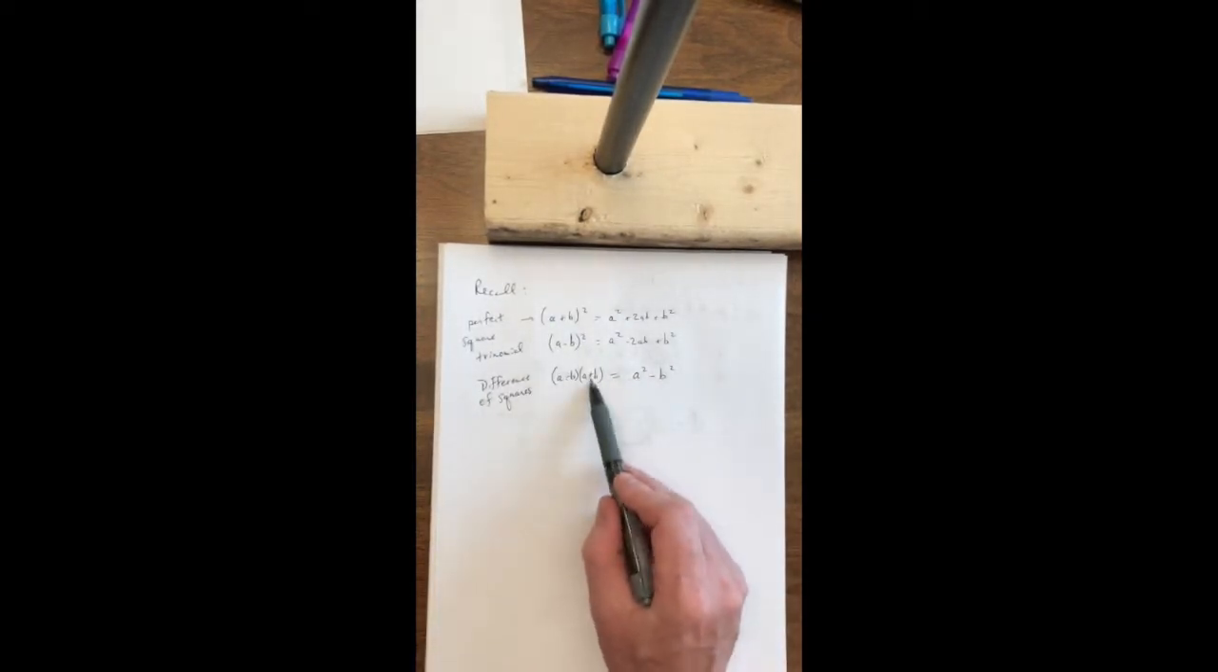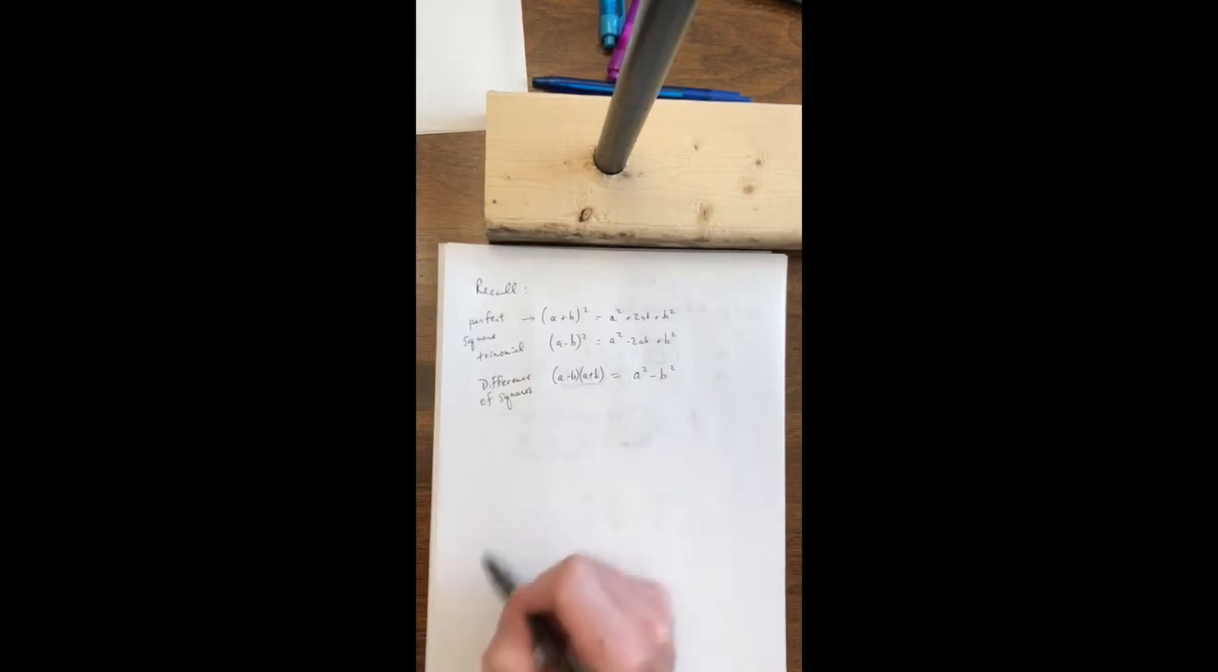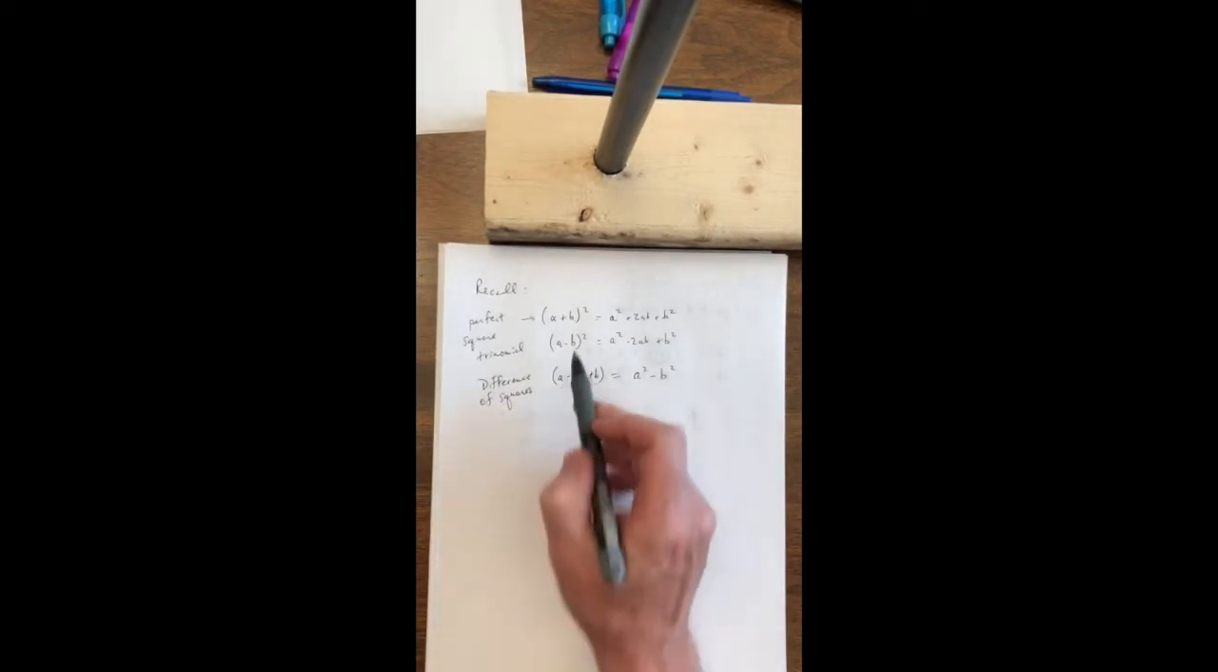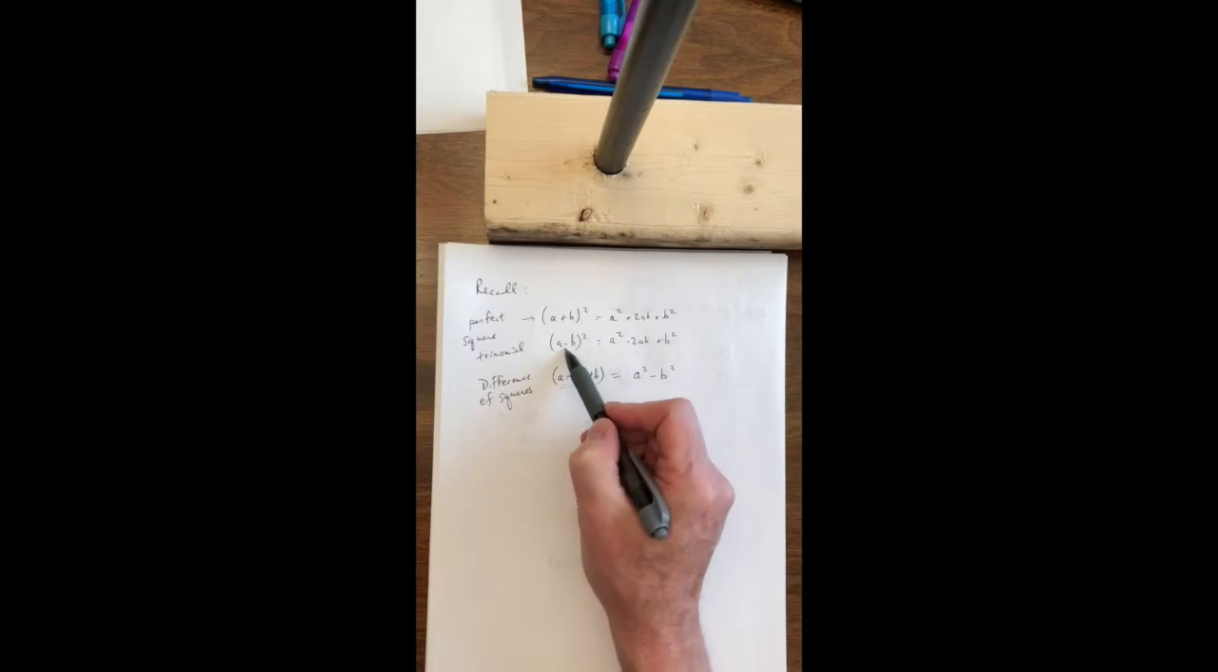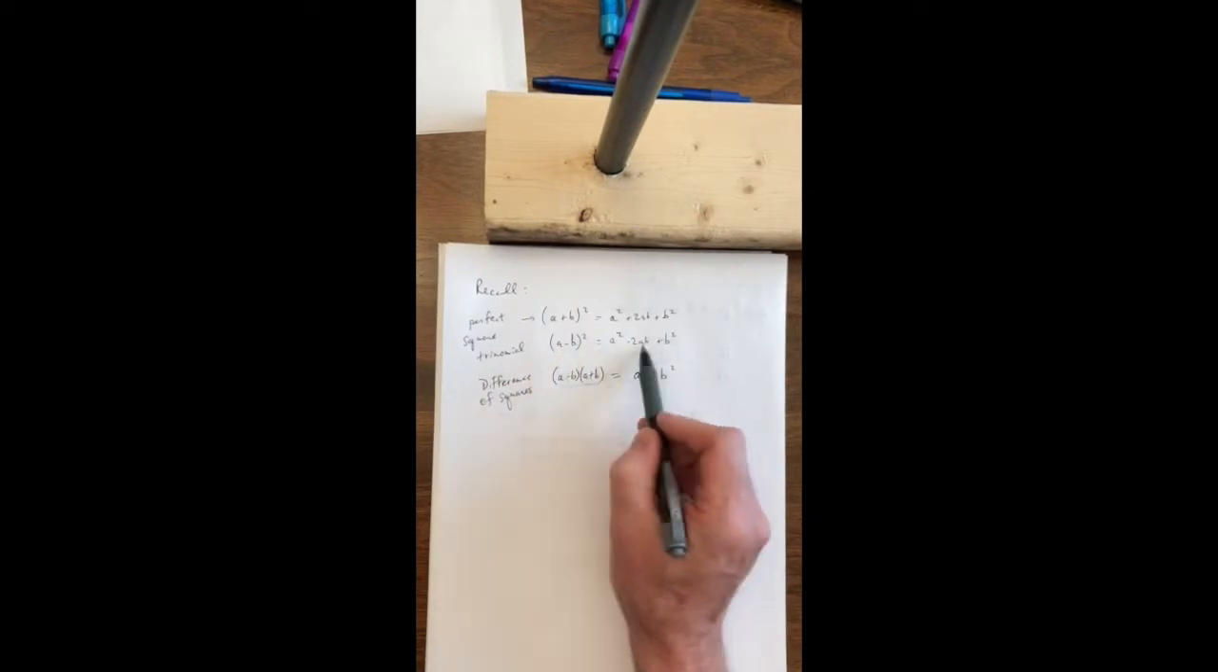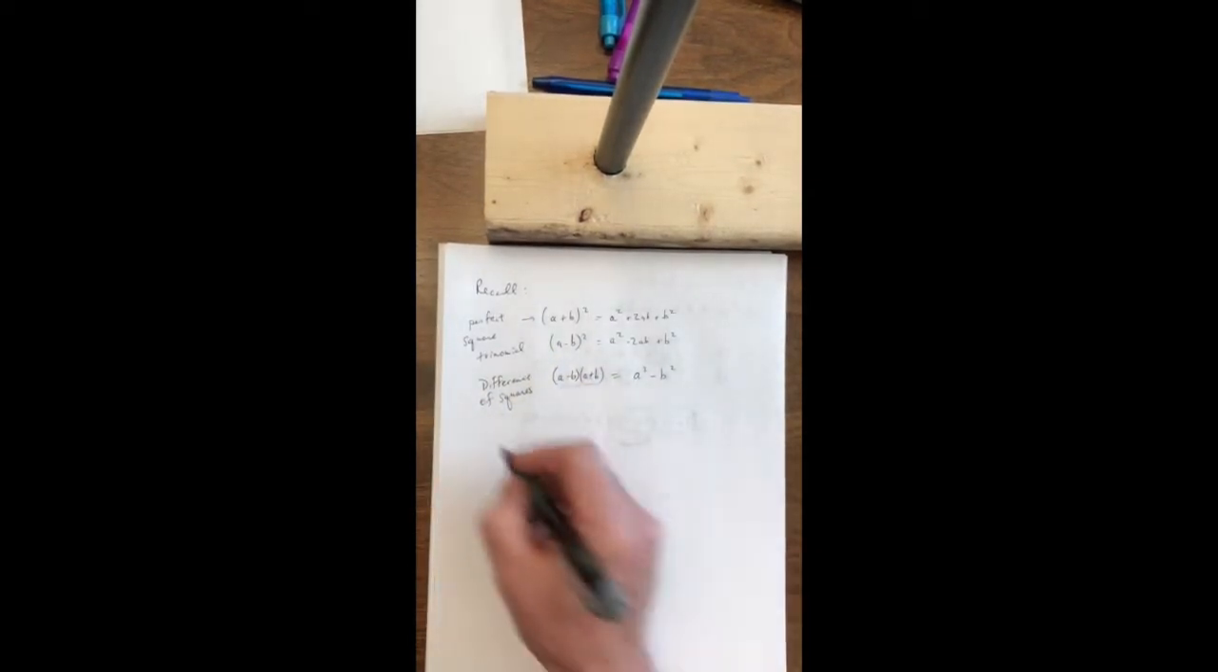So this times this will give us that. So these are the factors in a difference of squares. And a minus b times a minus b, that's the factor of this. So let's try a few of these.